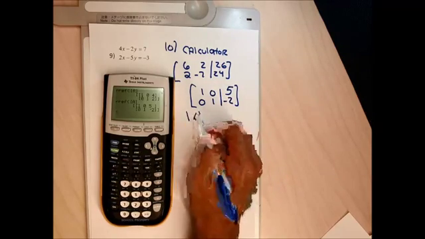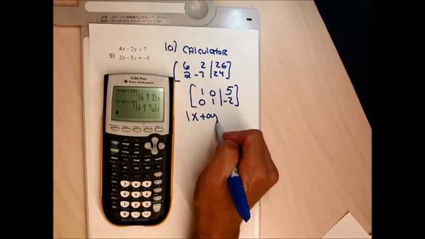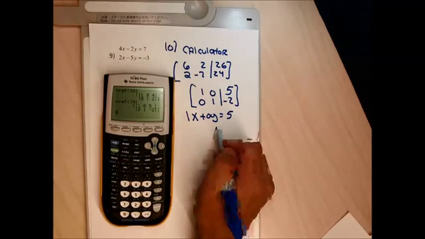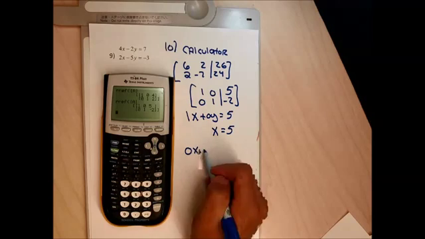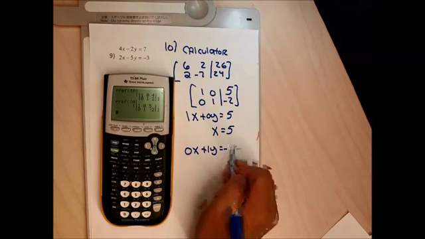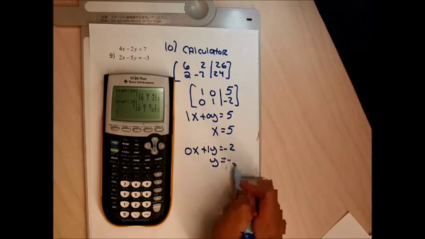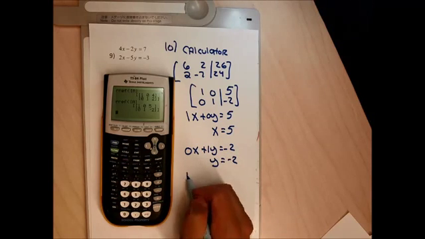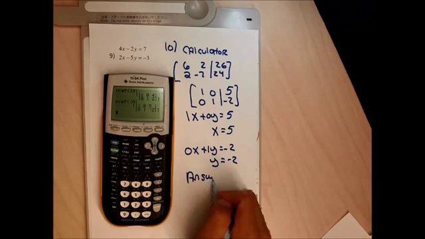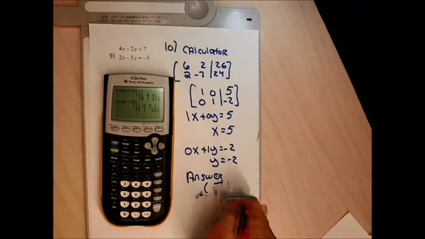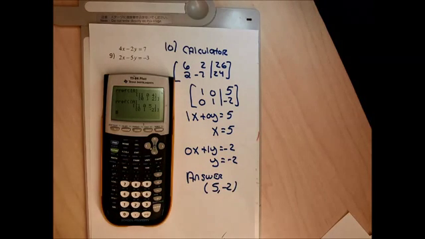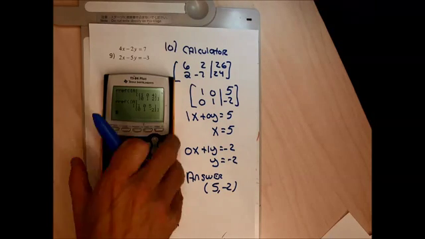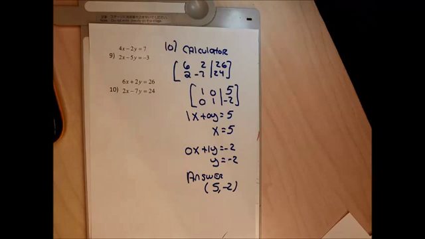Top row says 1x plus 0y equal to 5. So that means x equals 5. Bottom row says 0x plus 1y equal to negative 2. That simplifies to y equals negative 2. My answer for problem 10 better be 5 and negative 2. I get the y answer first. If my y answer isn't negative 2, I should stop and make sure I get it there so I don't have to go way, way back to find my mistakes.